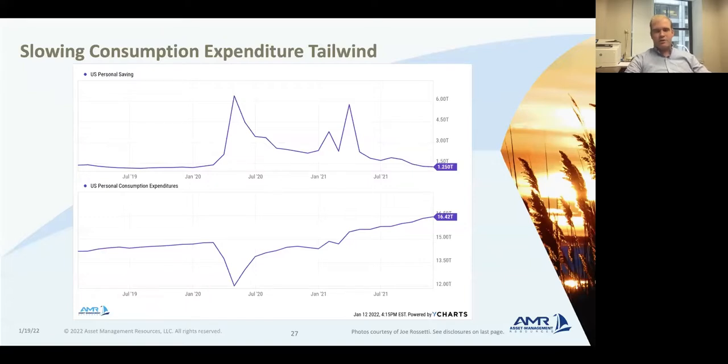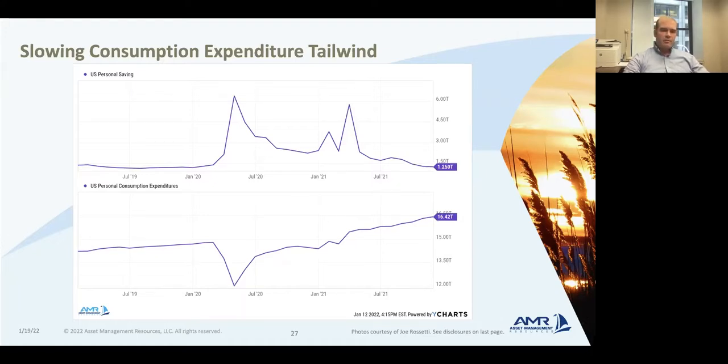Significantly less than about 3 trillion. And you take off about 1.5 trillion for that. And that's a significant difference in what you're going to get for your GDP in 2022. So we have a slowing consumption expenditure tailwind as well.